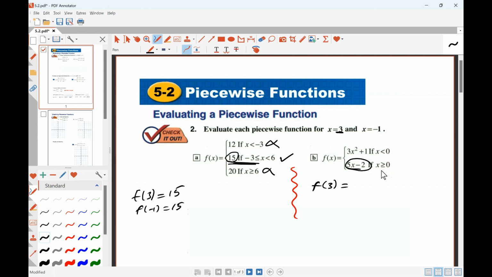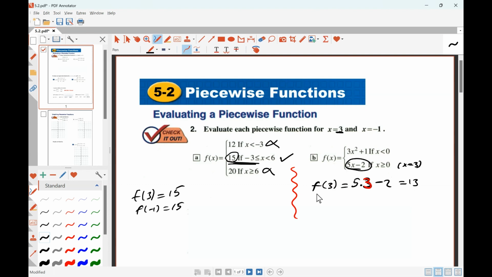f of 3 will be represented by the function 5x minus 2. And all I have to do is, you know how to evaluate, just substitute the number for x. So 5x, which is 3, minus 2. 5 times 3 minus 2. 5 times 3 is 15, minus 2 is 13. So x equal to 3 is in the second region, so I will be using the second function.